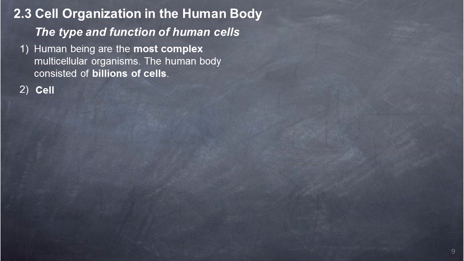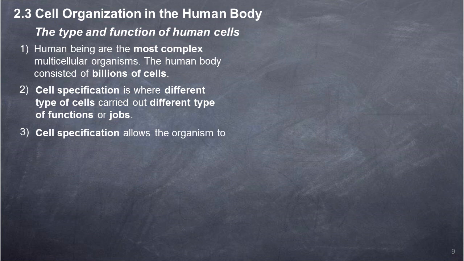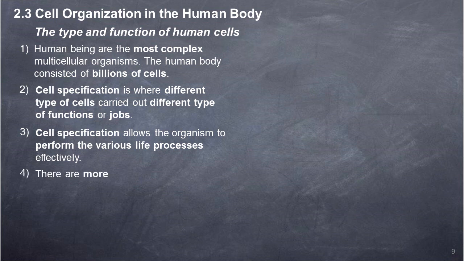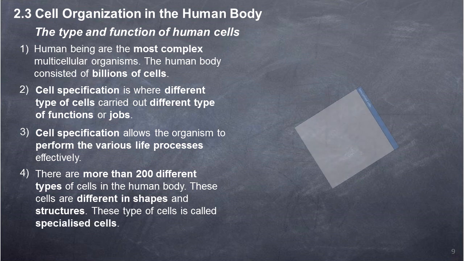2. Cell specialization is where different types of cells carry out different types of functions or jobs. 3. Cell specialization allows the organism to perform the various life processes effectively. 4. There are more than 200 different types of cells in the human body. These cells are different in shapes and structures. These types of cells are called specialized cells.